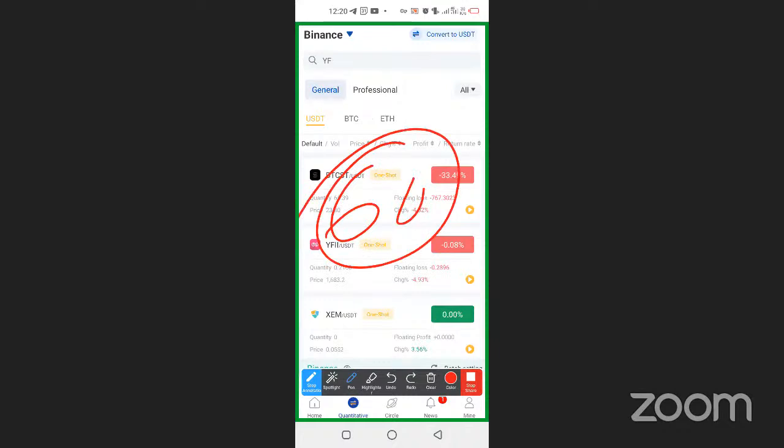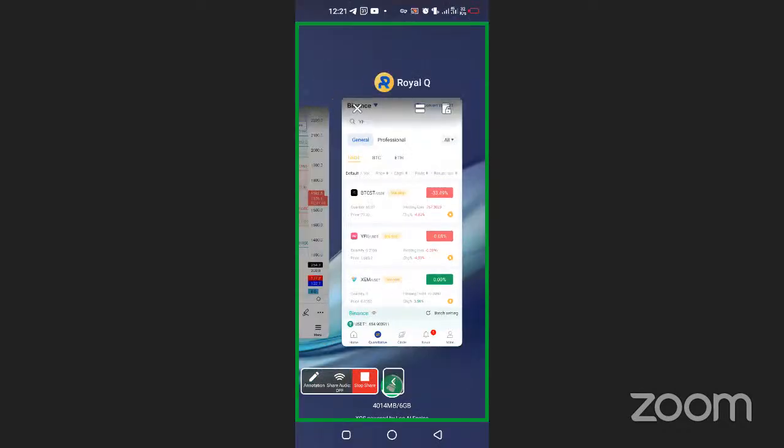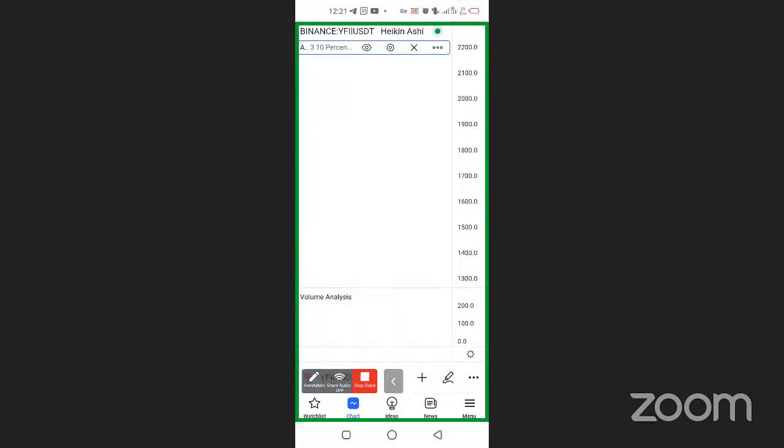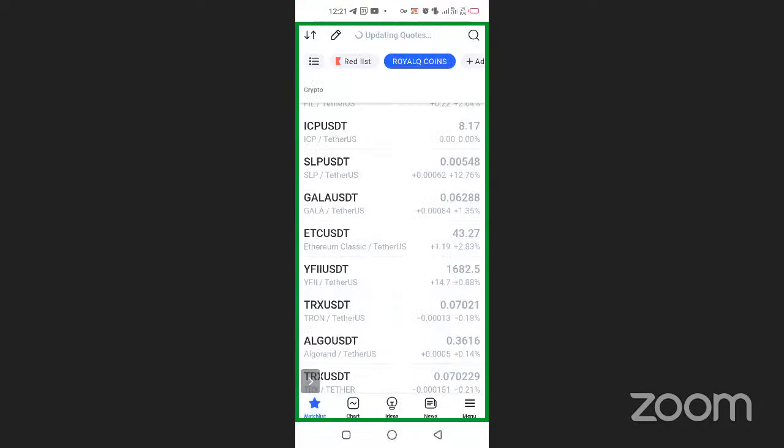Even if I come here on TradingView, I'm telling you the fact, I don't want to lie to anyone. I come here on TradingView, me personally, and I find a good trade, I'll drop it in the group. But it doesn't mean that when I drop this, I'm also trading that coin. Me, I have my trading strategy. I'm not changing it.